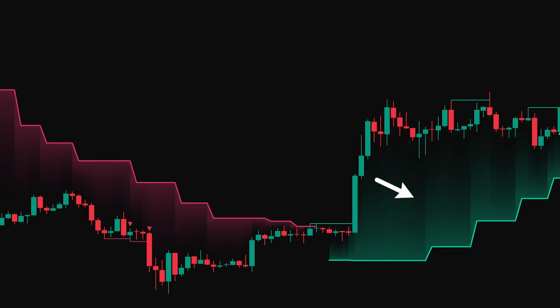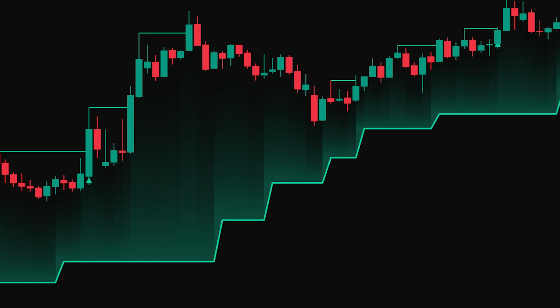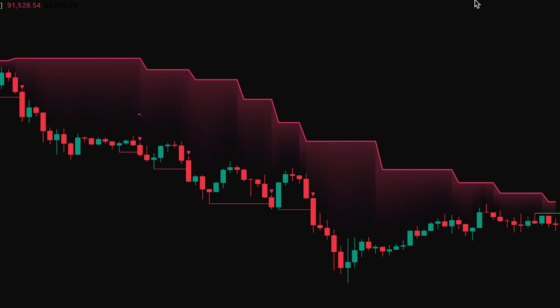Trend band. A colored zone, green or red, that wraps around price to clearly show you which direction the trend is flowing right now. Structure triggers. Small green triangle, price breaks a previous high, bullish continuation signal. Small red triangle, price breaks a previous low, bearish continuation signal.